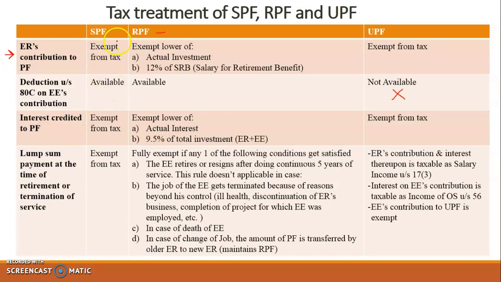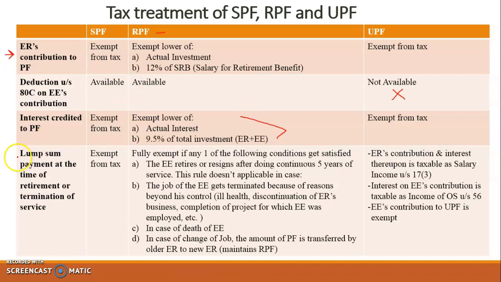So for statutory provident fund it is exempt, and similarly interest is also exempted for unrecognized provident fund, but for recognized provident fund it is lower of what? Actual interest and 9.5% of total investment. Employer and employee both, जो दोनों मिलकर total investment कर रहे हैं उसका 9.5% या फिर actual interest, whatever the lower is the amount, it will be exempted from the tax.